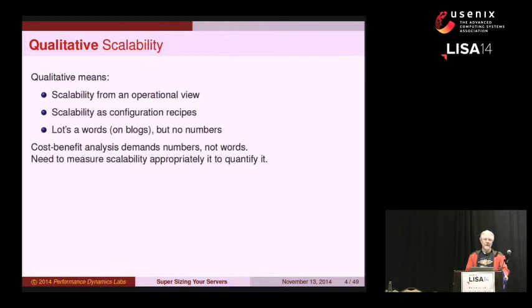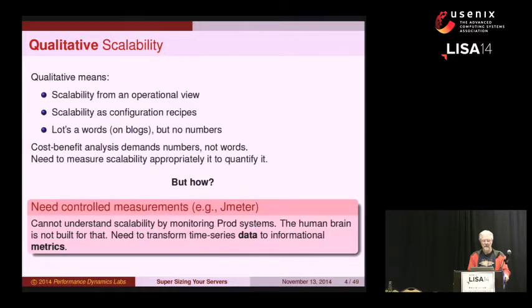Because otherwise you can't do any kind of cost-benefit analysis without the numbers. And why should I believe somebody's configuration over somebody else's configuration unless I can actually have some kind of sense about cost-benefit? Should I really migrate to that thing or not? So we need to measure scalability in an appropriate way in order to quantify it. The question is, what is the right way to do that?